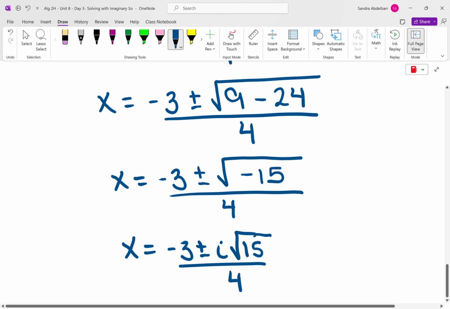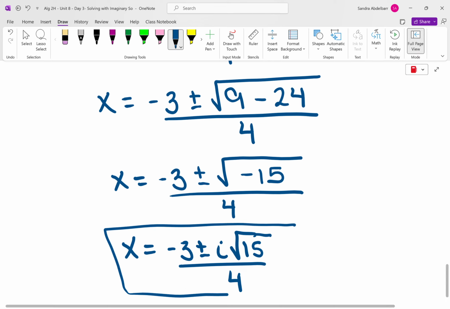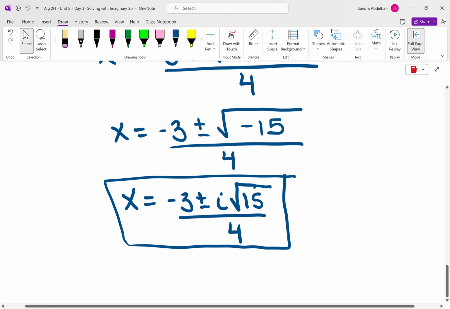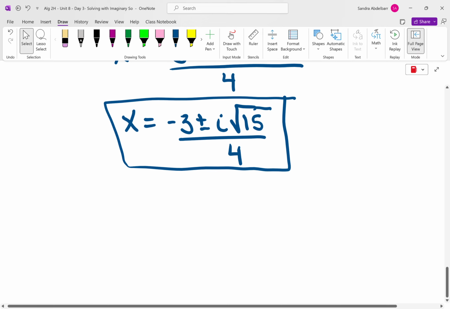over 4. Can I simplify root 15? No. So this is my answer. How many solutions should we have had? 2. Do I have 2 solutions? Absolutely. Okay, you guys, do this one.